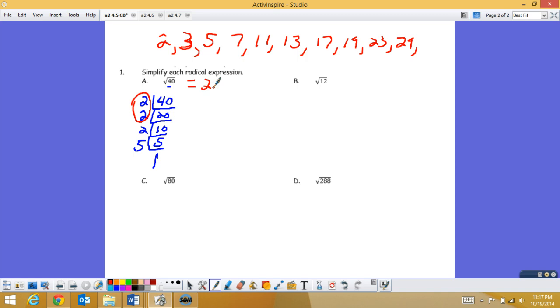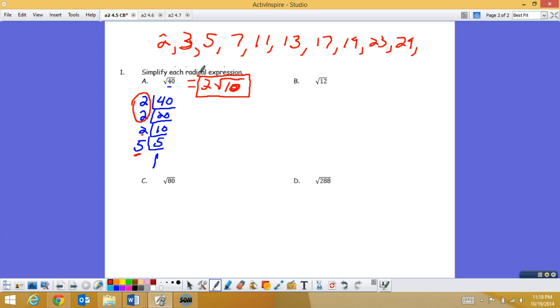So we have a pair of 2's. And then I look for numbers that are left over that aren't a part of pairs. Well, I have two of them, a 2 and a 5. And what I do with those two numbers is I multiply them. So 2 times 5 is 10. So that's what's left underneath. So the square root of 40 simplifies to 2 square root of 10, which is the answer we got in the previous video.